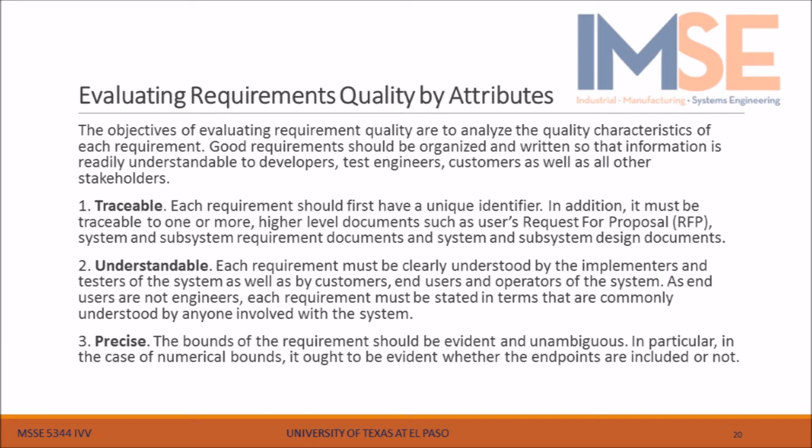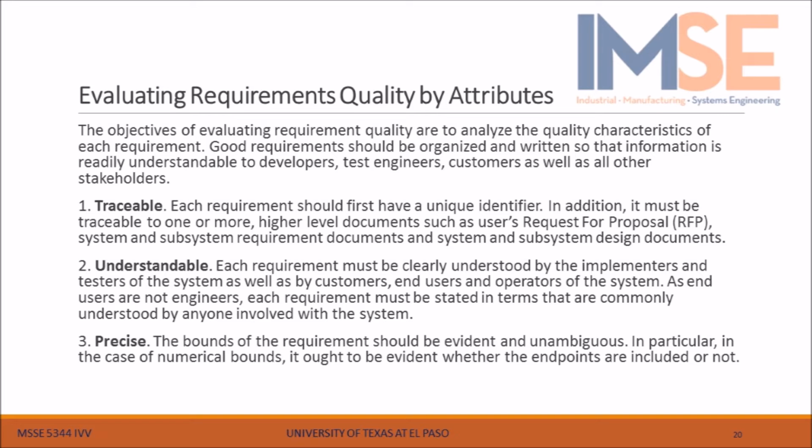Traceable. Each requirement should first have a unique identifier. In addition, it must be traceable to one or more higher-level documents, such as the user's request for proposal. Understandable. Each requirement must be clearly understood by the implementers and testers of the systems, as well as by the customers and users and operators of the system.